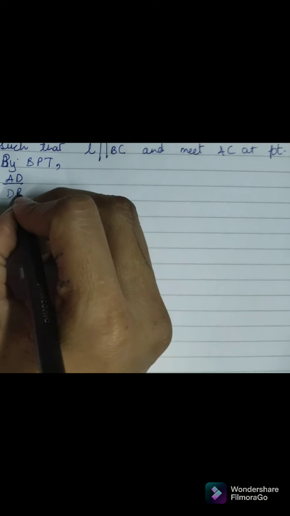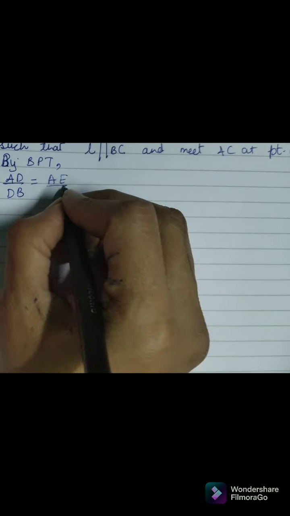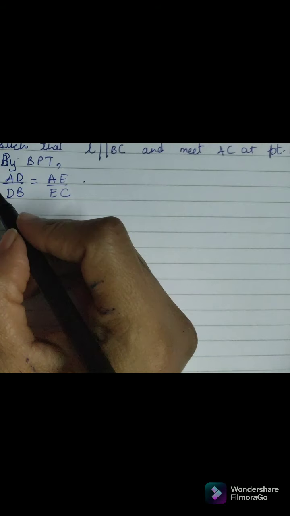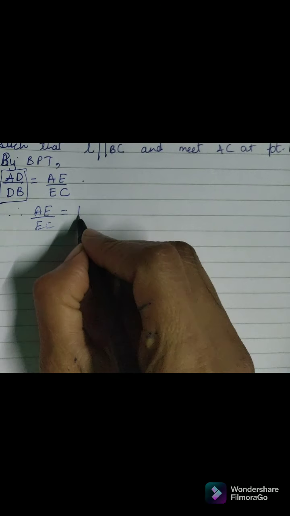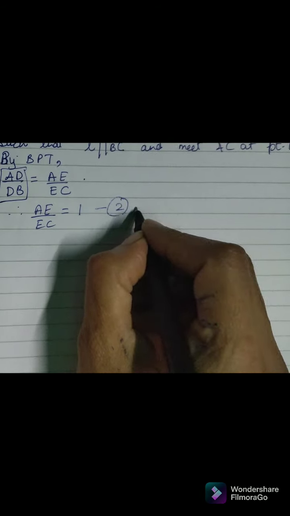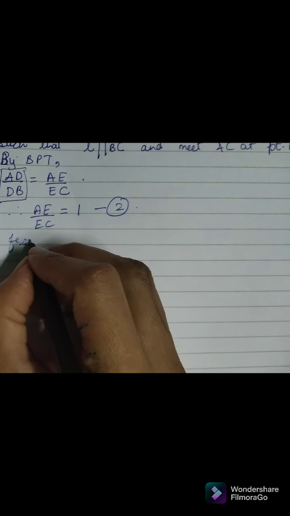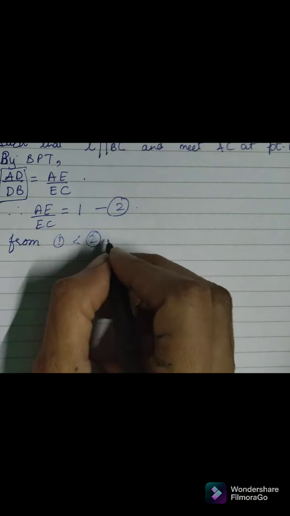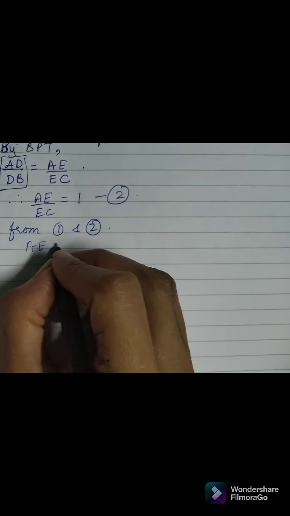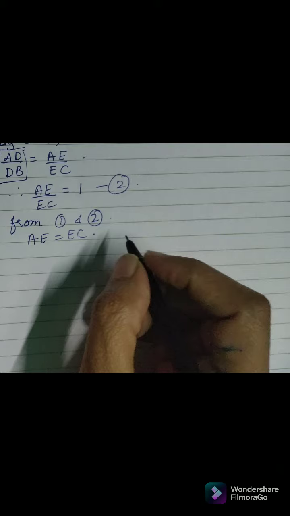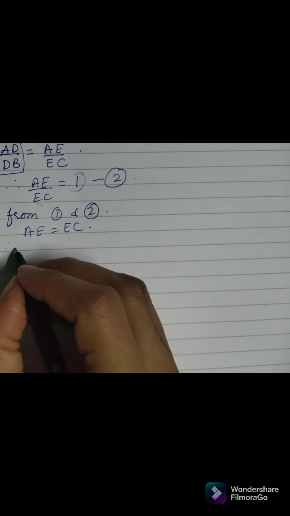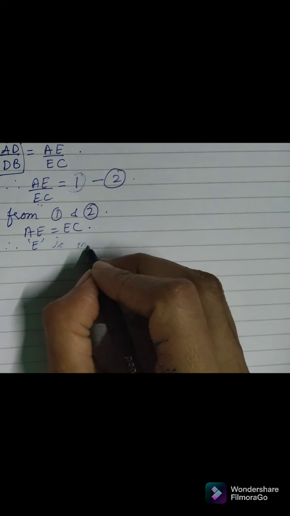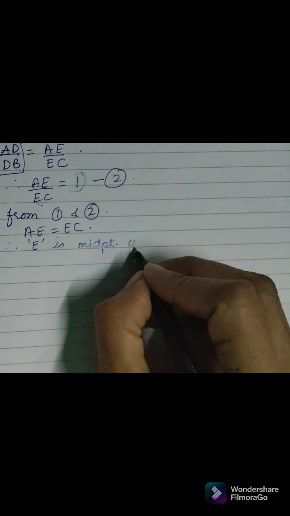AD upon DB is equal to AE upon EC. We have told that this is equal to 1. Therefore, the right hand side, that is AE upon EC, will also be equal to 1. I am marking this 2. So, from 1 and 2, can I say AE is equal to EC? Yes. दोनों इक्वल होंगे तब जाके उनका रेशियो 1 होगा. That means E is midpoint. Understood? Of AC.